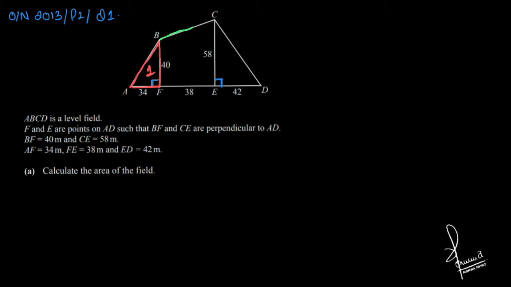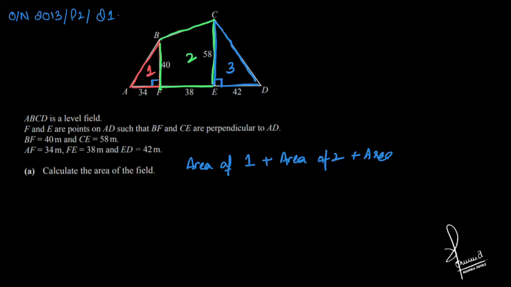Now this over here can be considered as a trapezium. So this is 2, and this over here can be considered as another triangle. Let's say this is 3. Now the area of this whole field, what will it equal to? If I can calculate the area of 1, add it to the area of 2, which is a trapezium, and then add the area of my second triangle, I can get the area of my field.